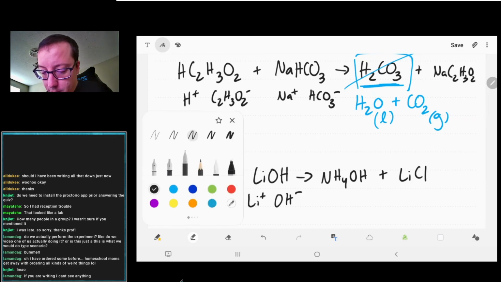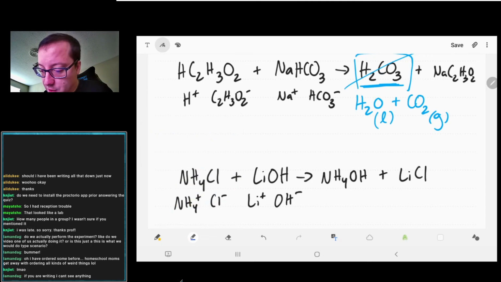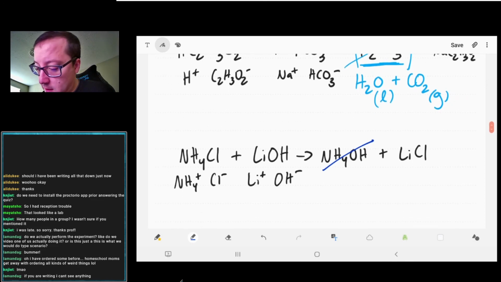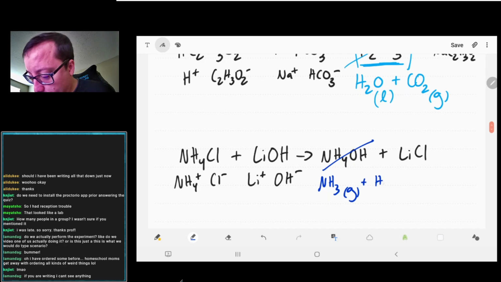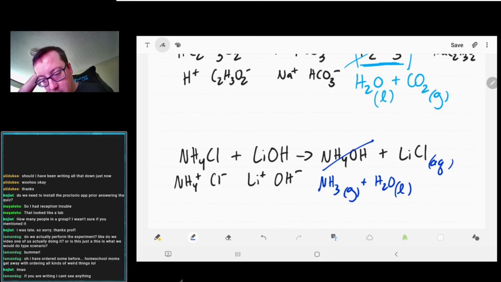And so we're going to want to, again, remember that this is one of our gas-forming compounds. So we would want to put the ammonia and the water. Of course, our lithium chloride would be aqueous.